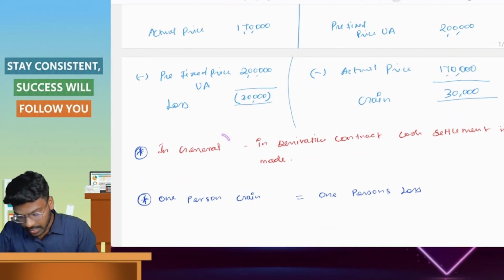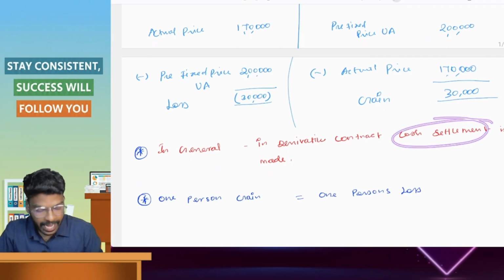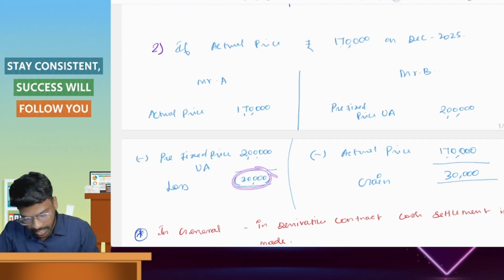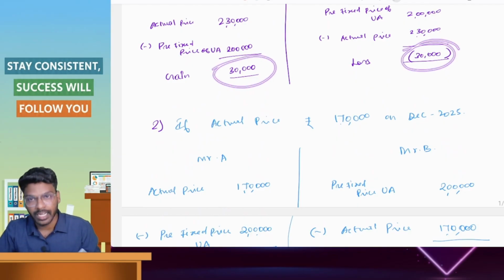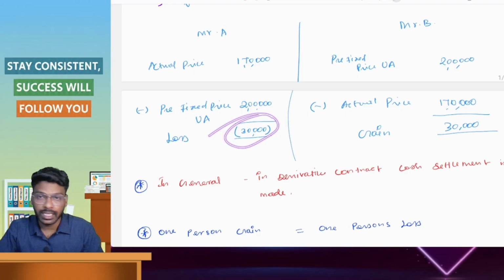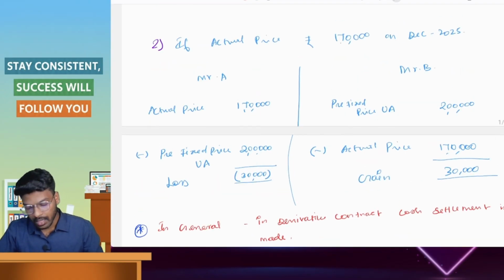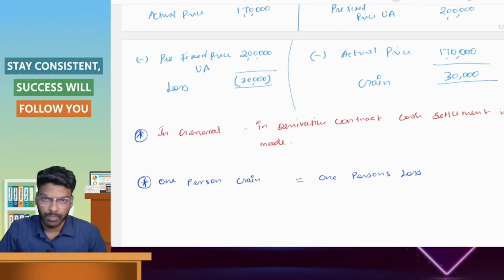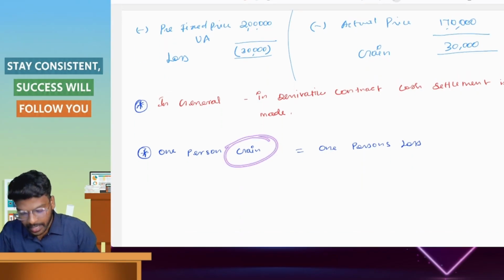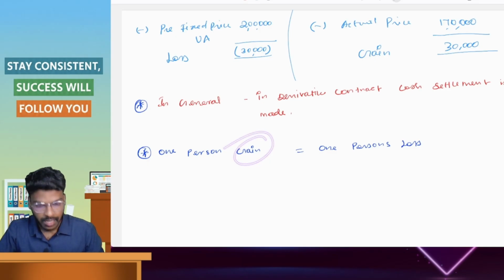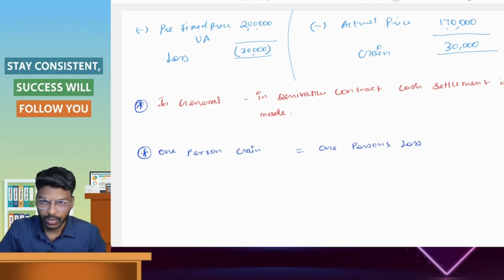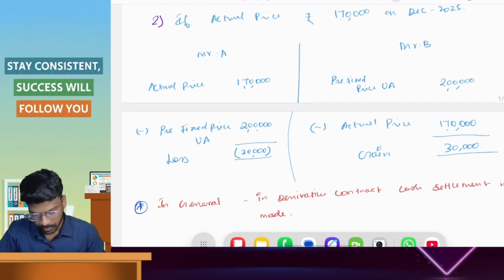Next, in general, the derivative contract is on a cash settlement basis. Cash settlement is net cash. The net settlement of 30,000 will be made. He will get a gain of 30,000. In this case, he will pay that 30,000 to Mr. B. In this exchange market, if one person gets a gain, another person will make a loss. If one person makes a gain, another person will get a loss, in the derivative contract.